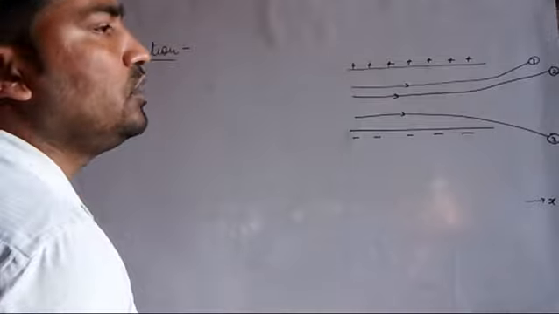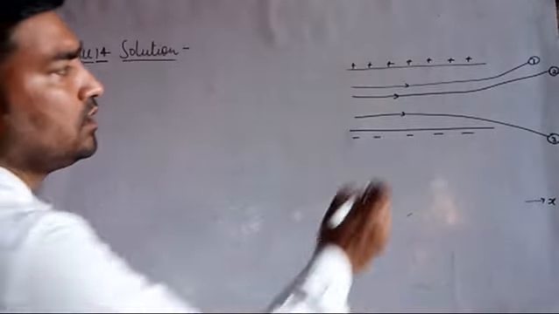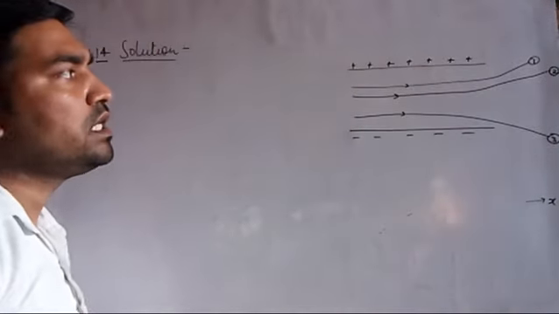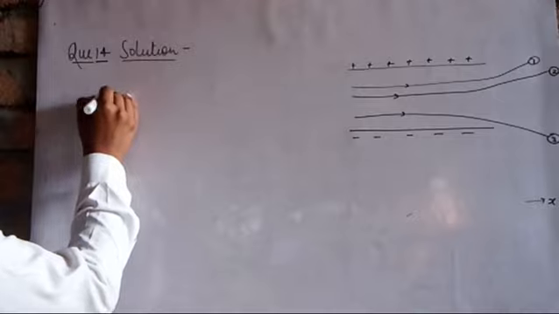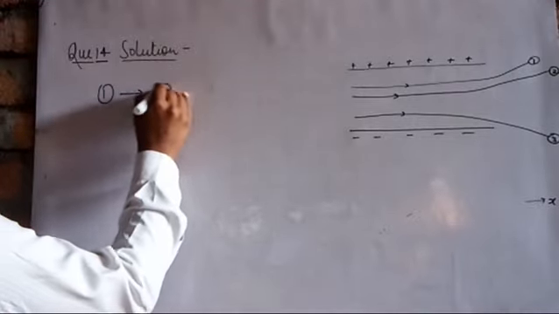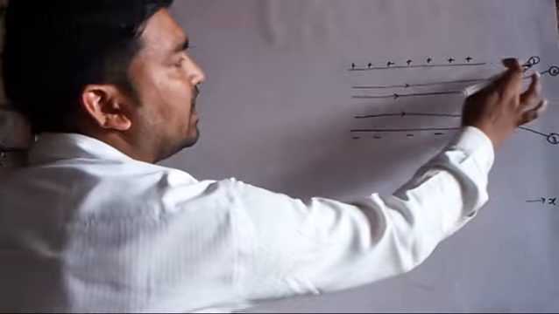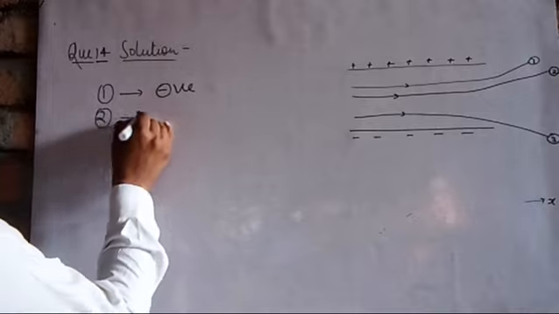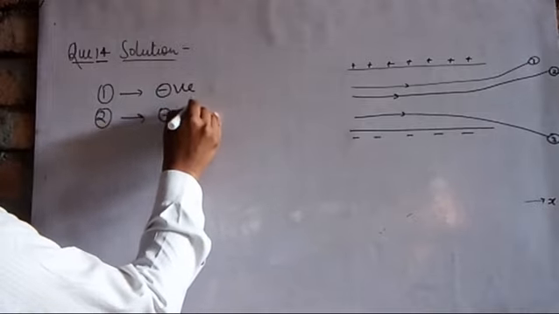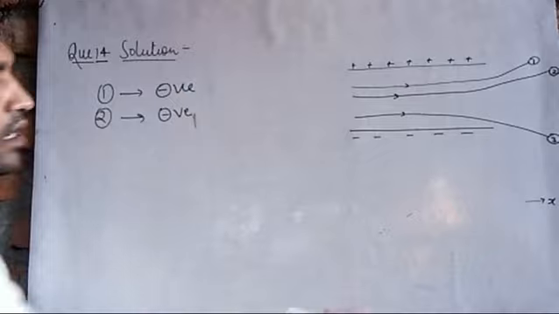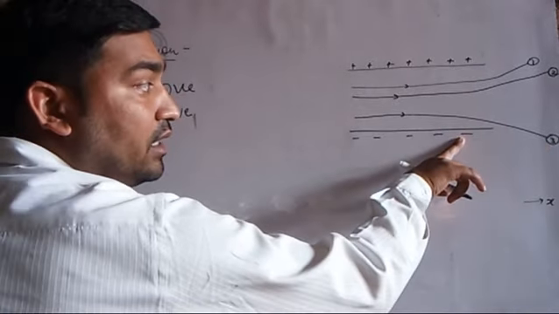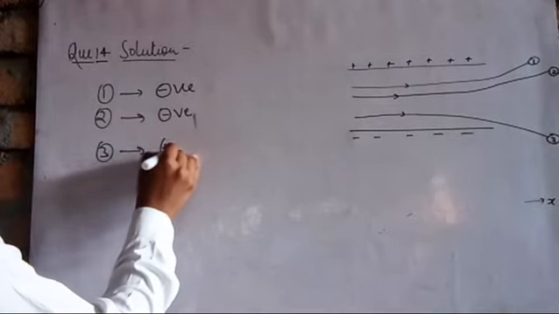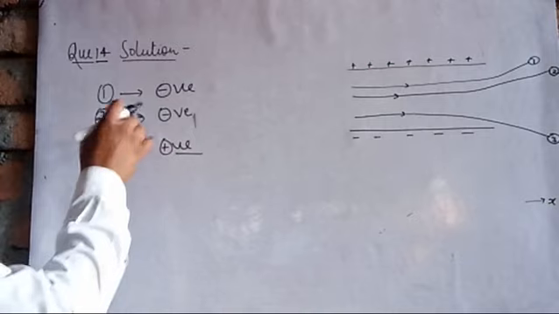First of all, we have to decide the nature of the charges. Since particle 1 is attracted by the positive plate, hence 1 is negative, because a positive charge attracts a negative charge. In a similar way, 2 is also negative because it is attracted by the positive plate, and the third is attracted by the negative plate, hence the third is positive. This is the nature of the charges.